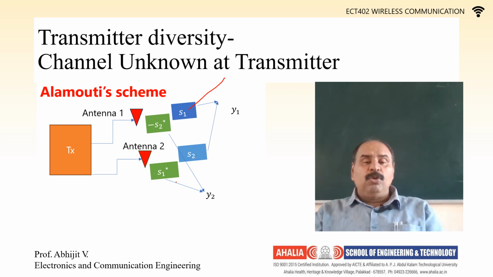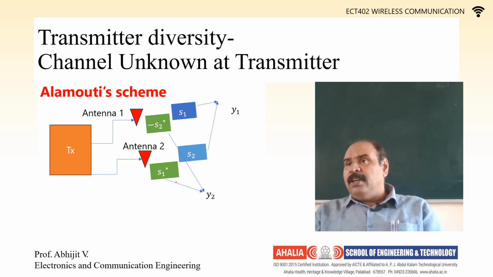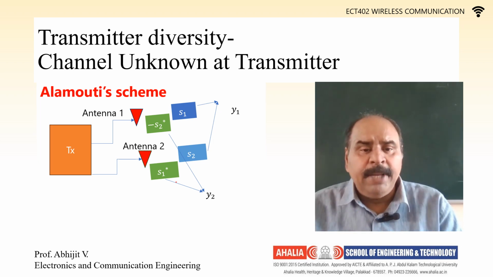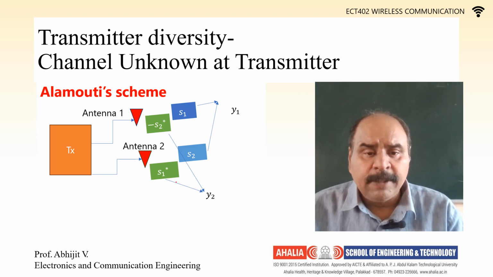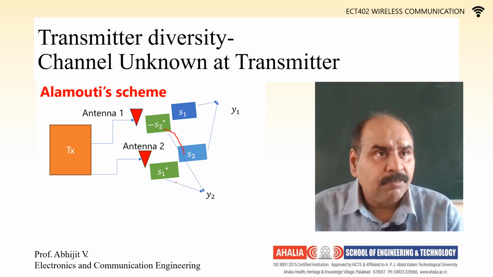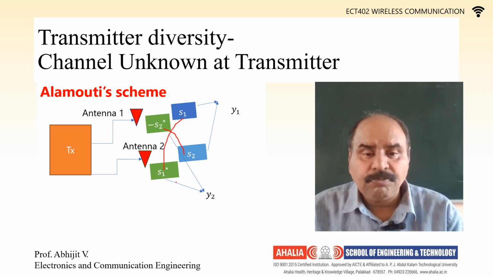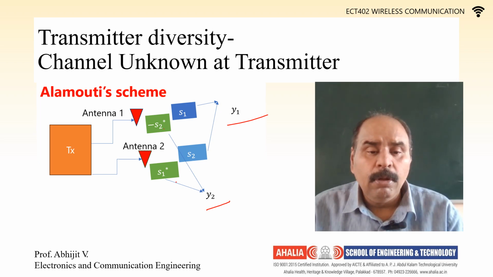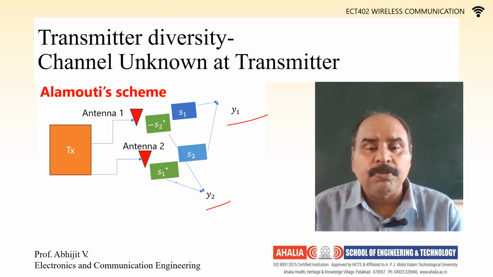Let us consider a system where we have two transmit antennas. In this Alamouti scheme, I am sending two symbols, S1 and S2, through antenna 1 and antenna 2 in the first time period. After a period of time, I am sending the next two signals, that is minus the conjugate of S2 and the conjugate of S1. Now let me assume that it is giving two outputs, Y1 and Y2.